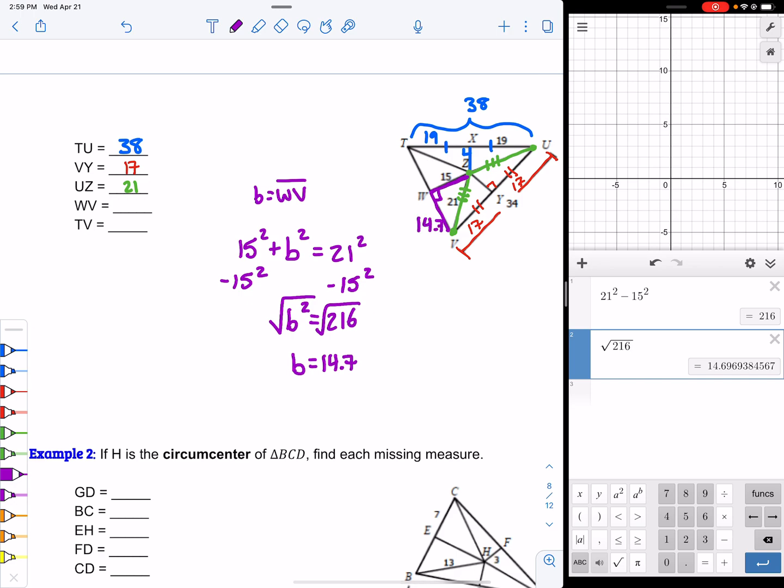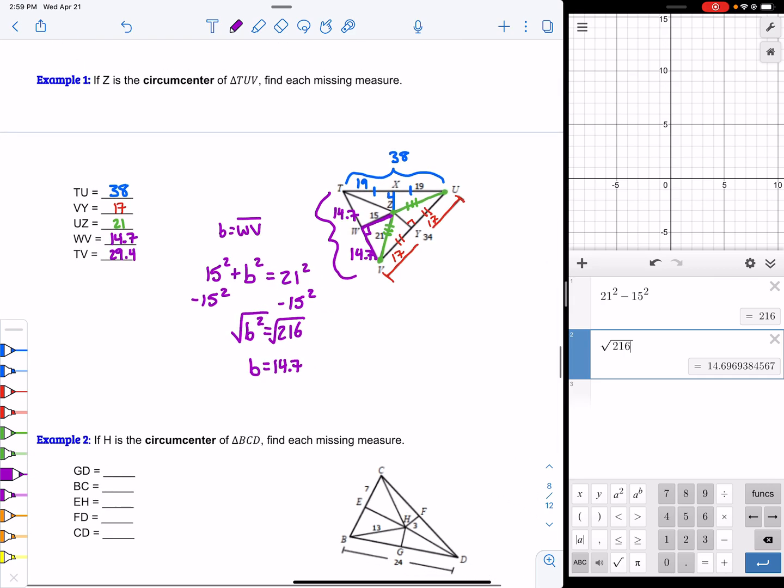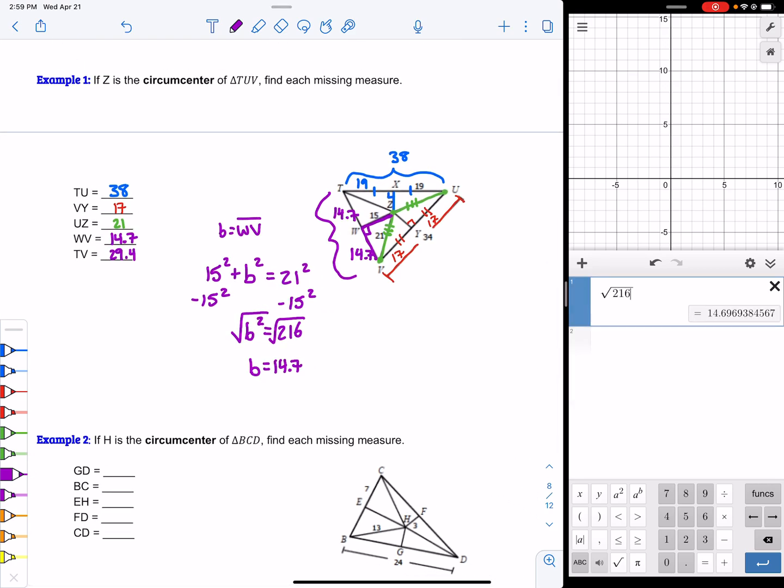So if that is 14.7, the last question they asked for was TV. So TV would be 2 of those because those are equal. So 14.7 plus 14.7 would be 29.4. All right, so that's it for example 1. Let's take a look at example 2.